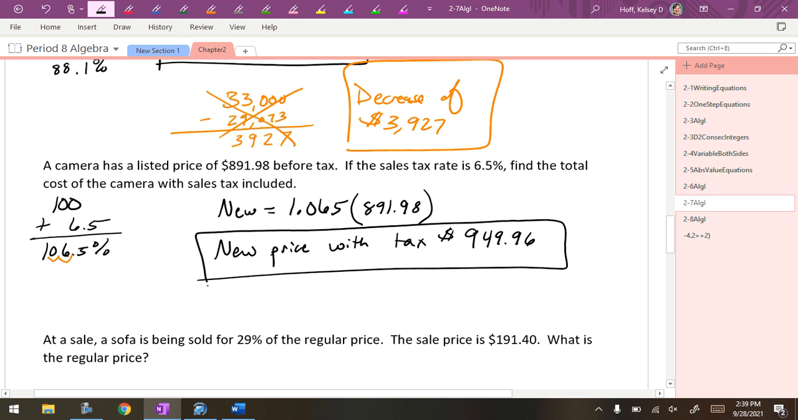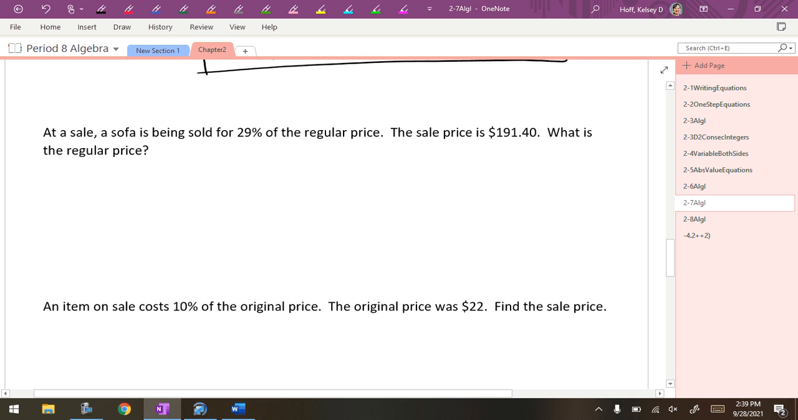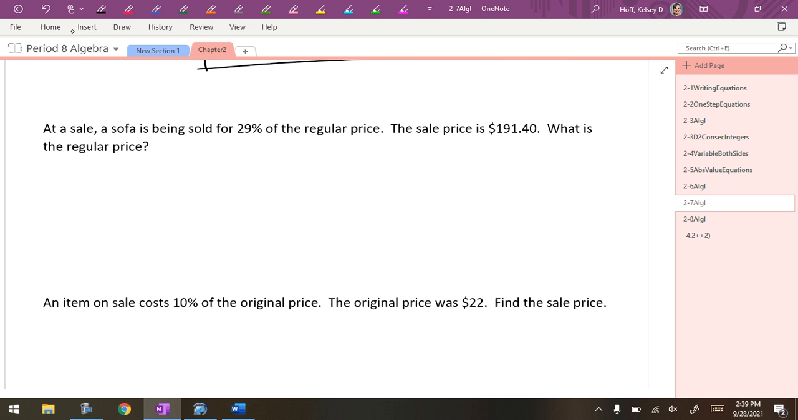So this talked about a decrease off the original, so we take that away from our percentage. Tax increases our original, so we add that to 100%. Now this says, at a sale, a sofa is being sold for 29% of the regular price. Not off, of. The sale price is $191.40. What's the regular price? Now remember, we said the new price was equal to the percentage times the original.